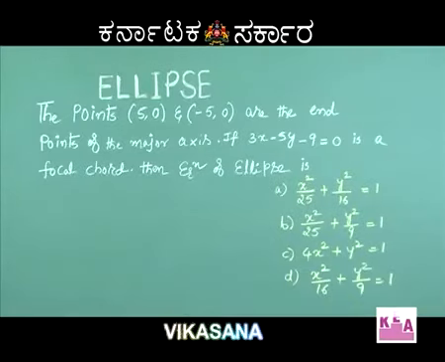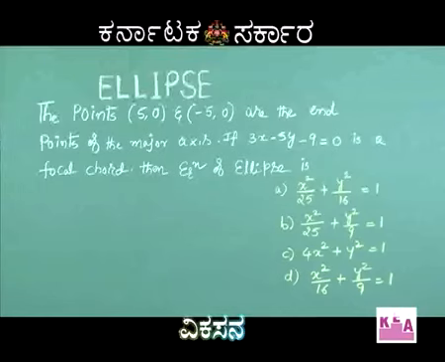The points 5, 0 and minus 5, 0 are the end points of the major axis. If 3x minus 5y minus 9 is equal to 0 is a focal chord, then the equation of the ellipse is. Options: A, x square by 25 plus y square by 16 is equal to 1. Option B, x square by 25 plus y square by 9 is equal to 1. Option C, 4x square plus y square is equal to 1. Option D, x square by 16 plus y square by 9 is equal to 1.